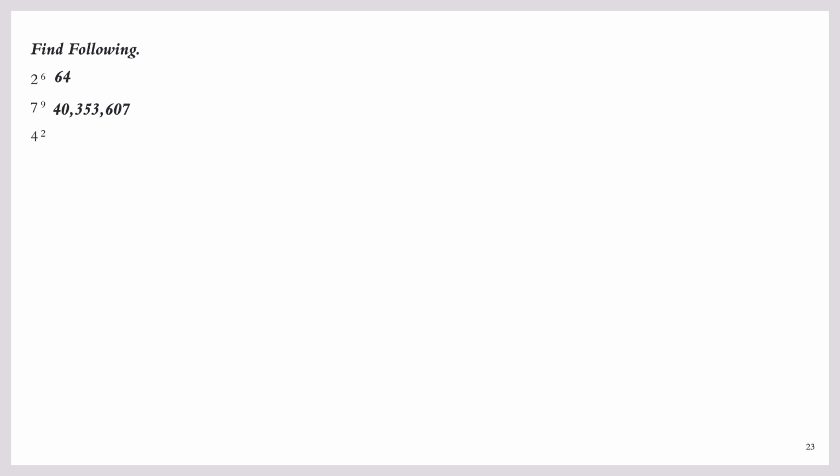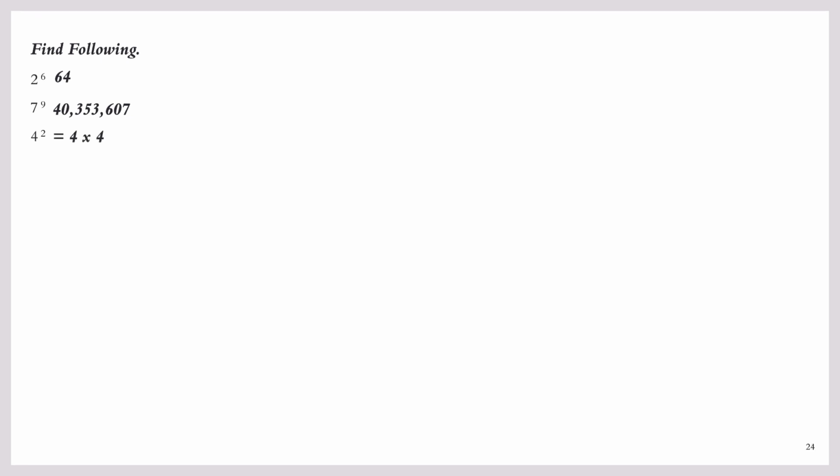Now, how do we read that? If we remember, if there are 2 commas, we are in millions. So we would go 40 million. How do we read the further ones? We read them by following along. We have 353,000. So 40,353,000. How do we read the last 3 digits? We read them simply 607. So the full value can be read as 40,353,607.